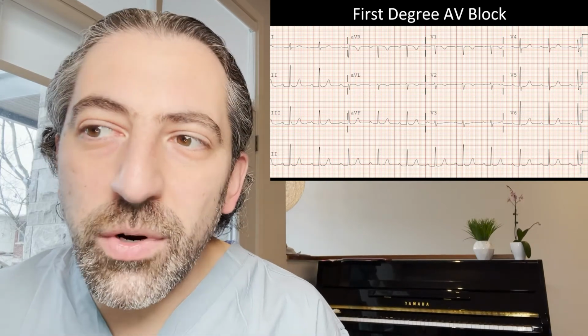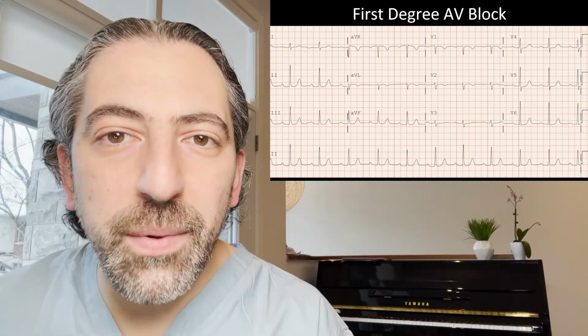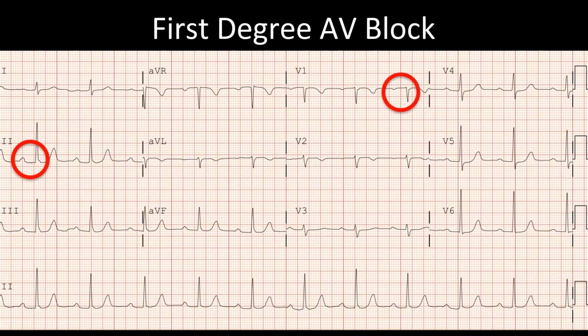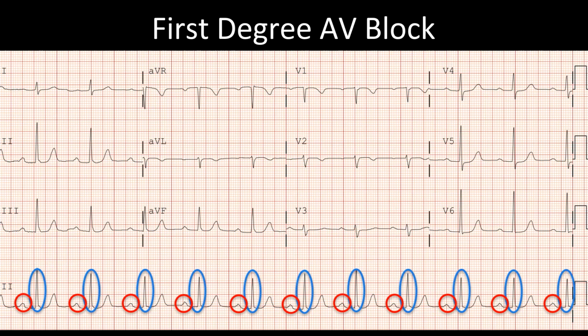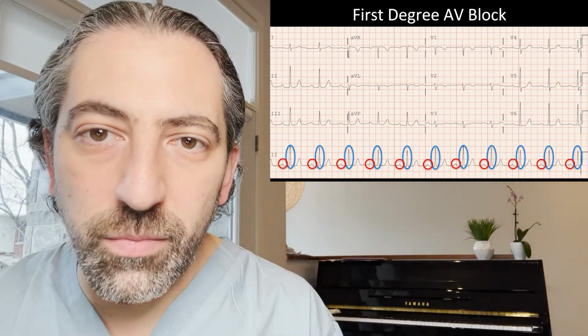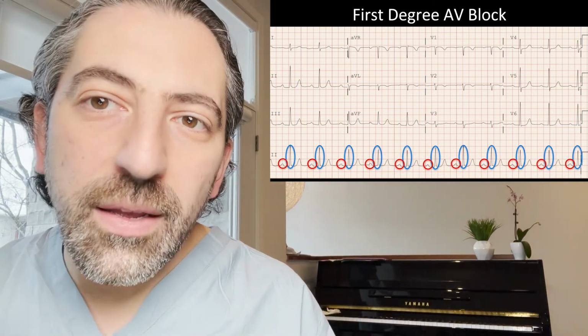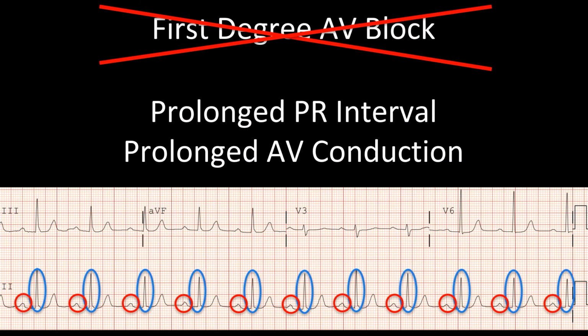However, it's very important to understand that there is no true block. There is no block between the P waves and the QRSs, meaning that in a patient with a prolonged PR interval, every P wave is followed by a QRS, and every QRS is preceded by a P wave. It's just that the delay between the P wave and the QRS is longer than normal. So calling it a block is a bit of a misnomer, and I would encourage you to think of it as either prolonged PR interval or prolonged atrioventricular conduction.